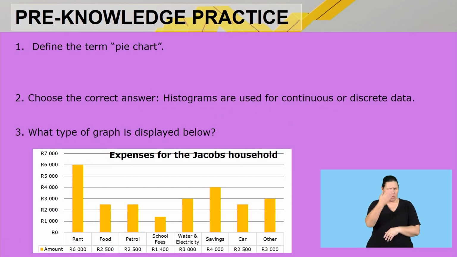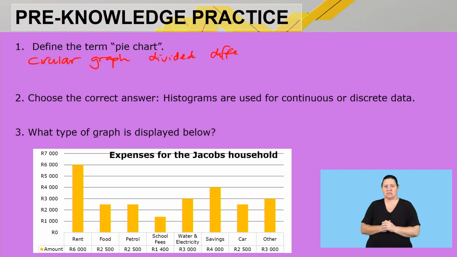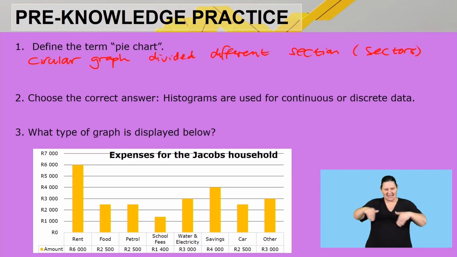Just basic questions. The first question says, define the term pie chart. I want you to answer this to the best of your ability. A pie chart is a circular graph, and I'll write that down for you. It's a circular graph that is divided into different sections, or we also refer to these as sectors, like a slice of a pie, for example. So a pie chart is a circular graph divided into different sections, or different sectors. Are we clear on that?